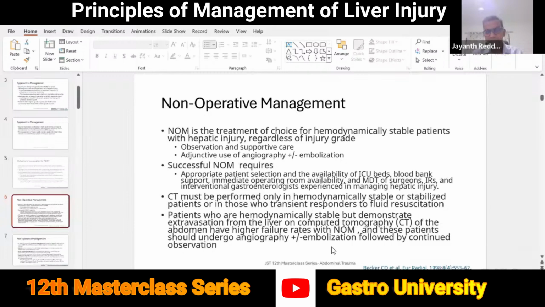Non-operative management is the treatment of choice, like I said, in hemodynamically stable patients with hepatic injury, irrespective of the grade of injury, whether by the WSES classification or the American Association for the Surgery of Trauma. This encompasses observation and supportive care. These patients should be admitted to a monitored unit, with 6 to 8 hourly hemoglobin monitoring, and adjunctive use of angiography or embolization, depending upon what the contrast CT imaging shows.